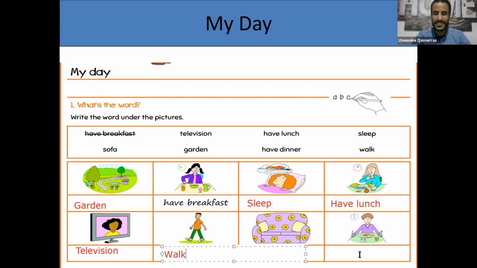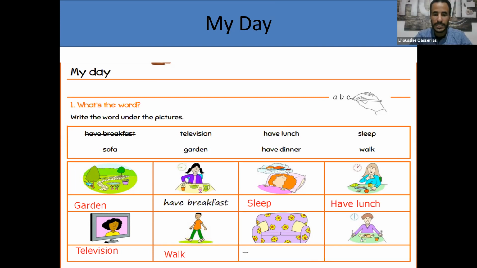Walk. Repeat. Walk. Walk. No L. Walk. Great. So you are teaching vocab, but at the same time pronunciation.